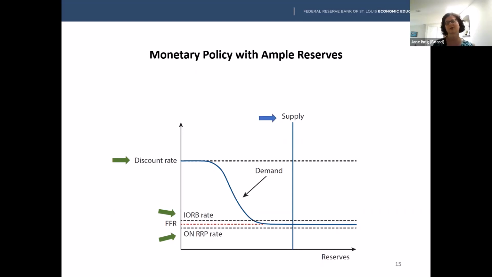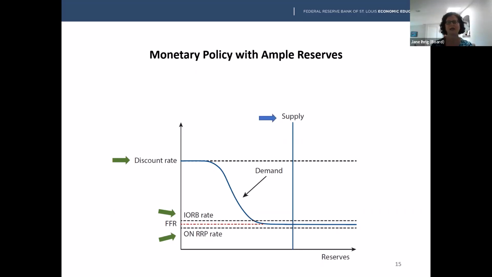So Scott talked about open market operations and changing the supply or quantity of reserves. So limited reserve regime, think of in terms of quantities. Now with an ample reserve regime, we're really focused more on interest rates. And you can see those interest rates with the green arrows on the y-axis. So there's three administered interest rates, administered meaning rates that the Federal Reserve sets.